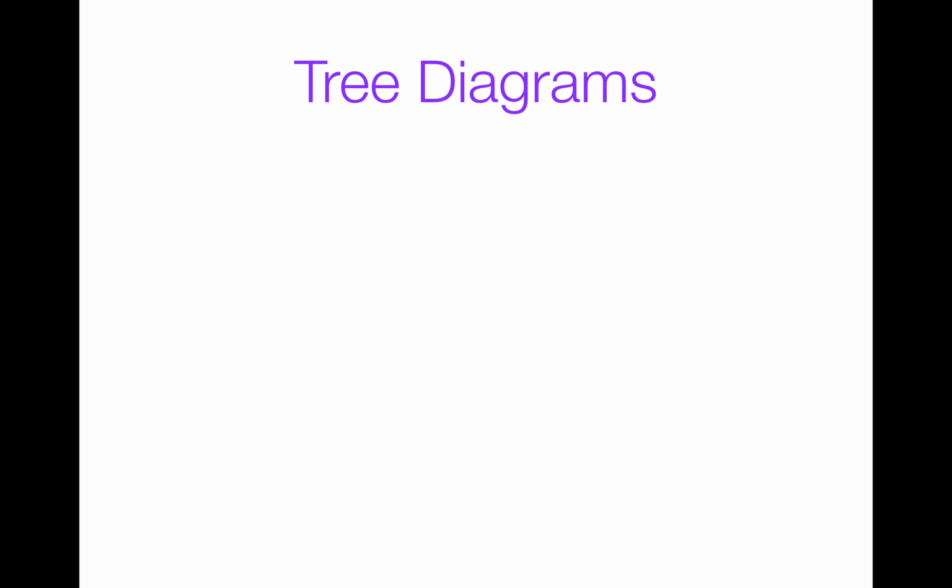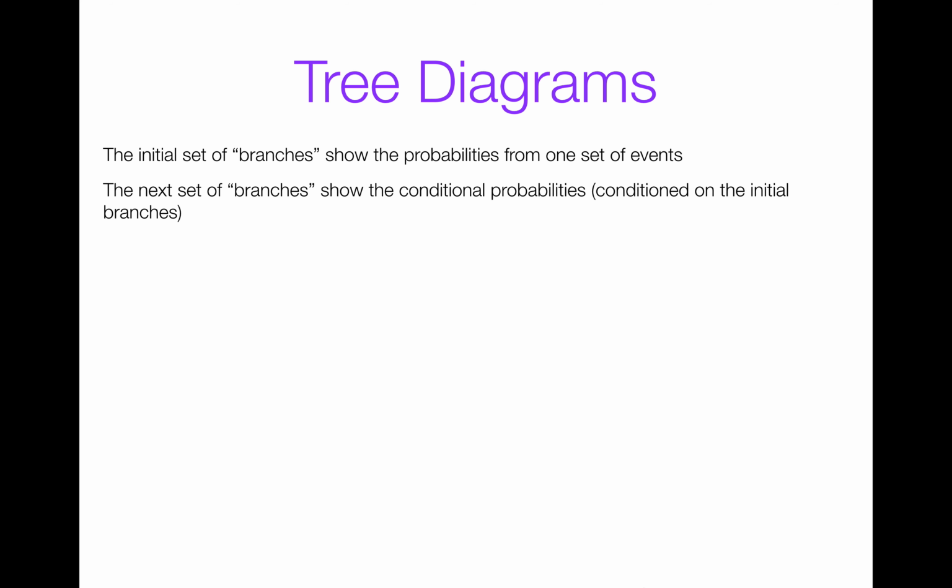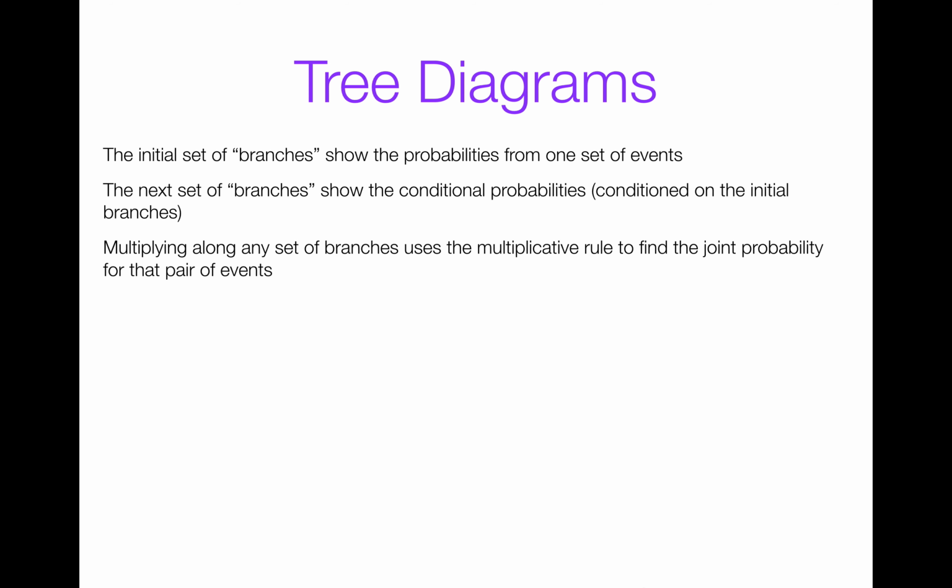So next up, tree diagrams. I'm going to give you a few statements about tree diagrams, then we're going to do an example that will make it make more sense. So bear with me for these next 3 statements. The initial set of branches show the probabilities from one set of events. The next set of branches show the conditional probabilities, conditioning on that first set of events, aka the initial branches. If you multiply along a set of branches, you're technically using the multiplicative rule, and so you're going to end up with a joint probability.